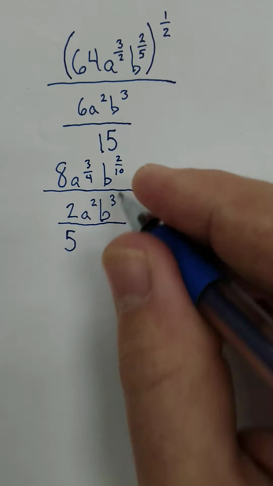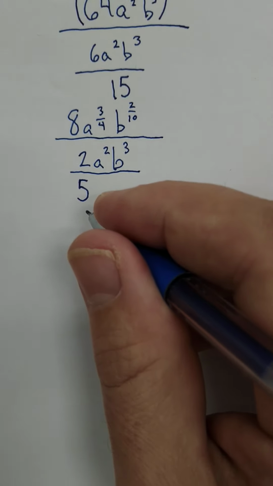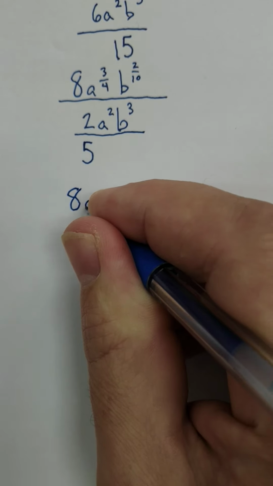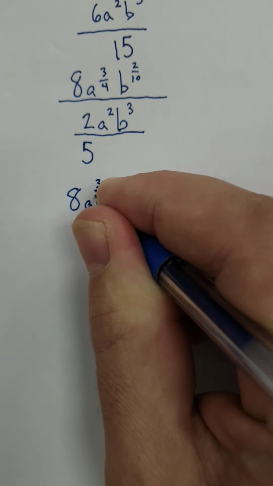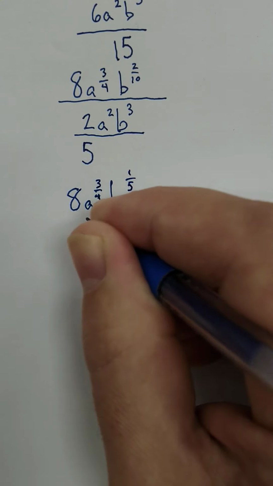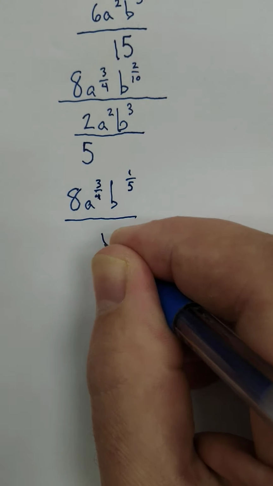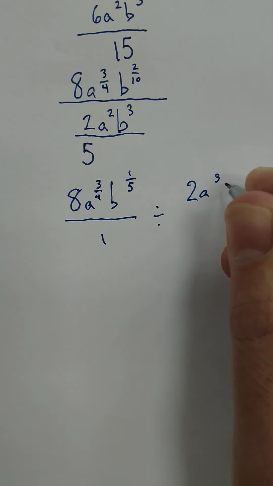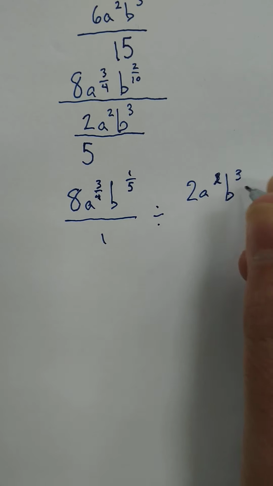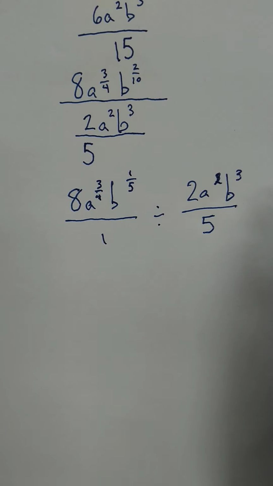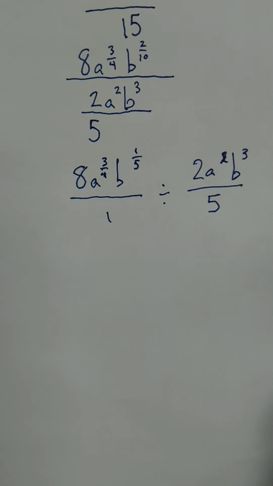Okay, so this is, here, let me rewrite this so it's clearer. So this is a division problem. We're dividing fractions, a to the 3/4, b to the 1/5. I just reduced it, or simplified it, over 1, divided by 2a squared b to the 3rd over 5. So I'm going to multiply by the inverse. When we divide fractions, we multiply by the inverse.